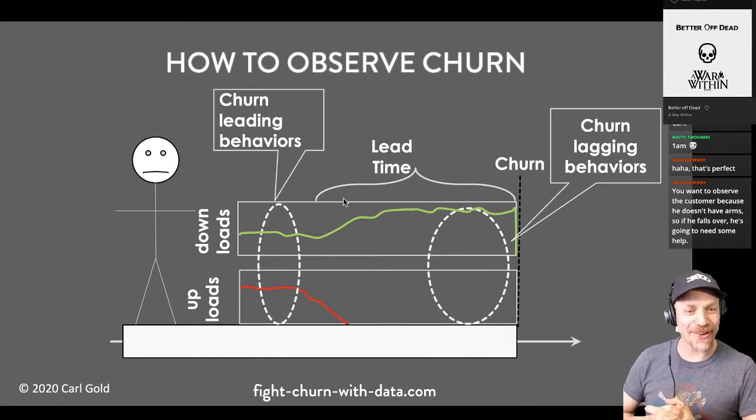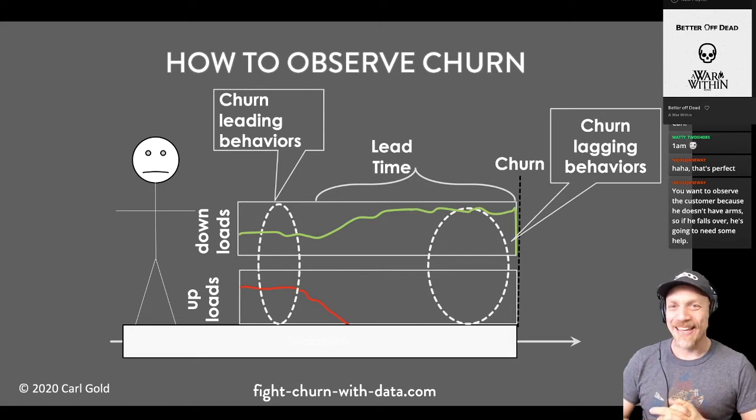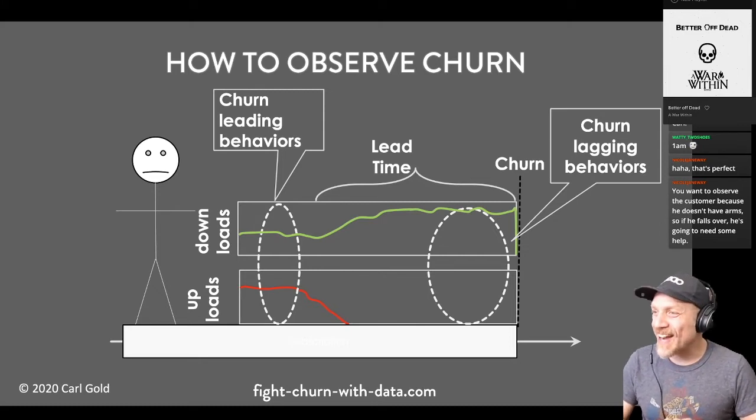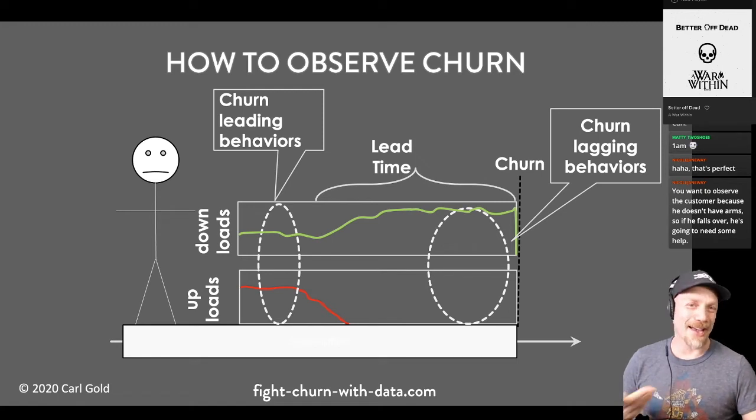You want to observe the customer because he doesn't have arms. So if he falls over, he's going to need some help. Yes, he actually does have arms. They're just kind of hard to see. But hey, I'm a data scientist, not an artist. And I had to make all these crazy illustrations for the book by myself.